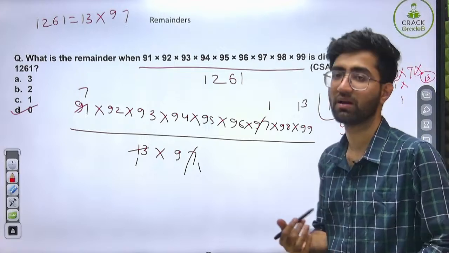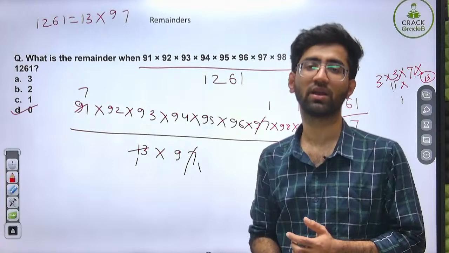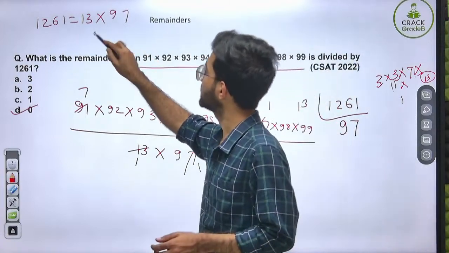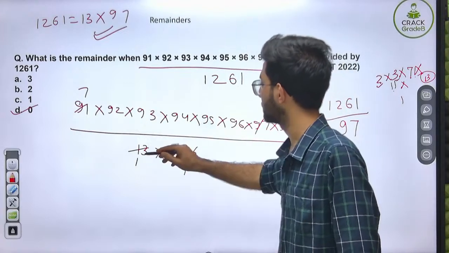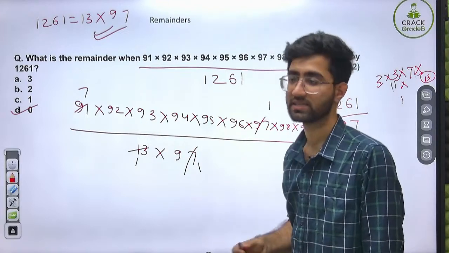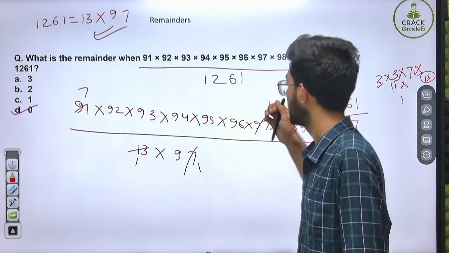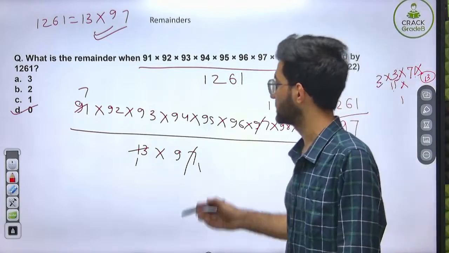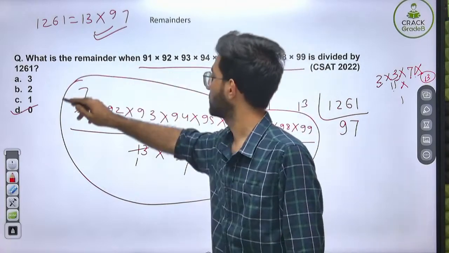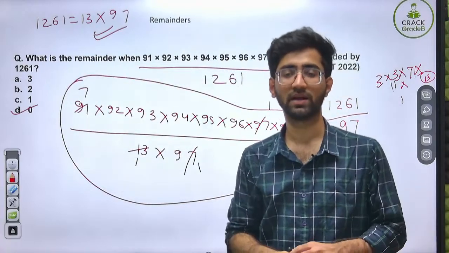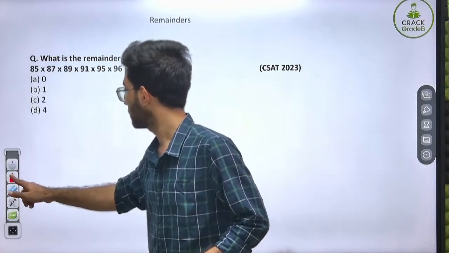We can't prime factorize 97 anymore. The reason is simple: 97 is already a prime number. So we wrote 1261 as 13 into 97. So basically we are dividing this number by 13 into 97, and we found that 13 into 1, 13 into 7, 97 into 1 and 97 into 1, right? So if this number is perfectly divisible by 1261, the remainder is obviously equal to 0. Now let us look at this question.